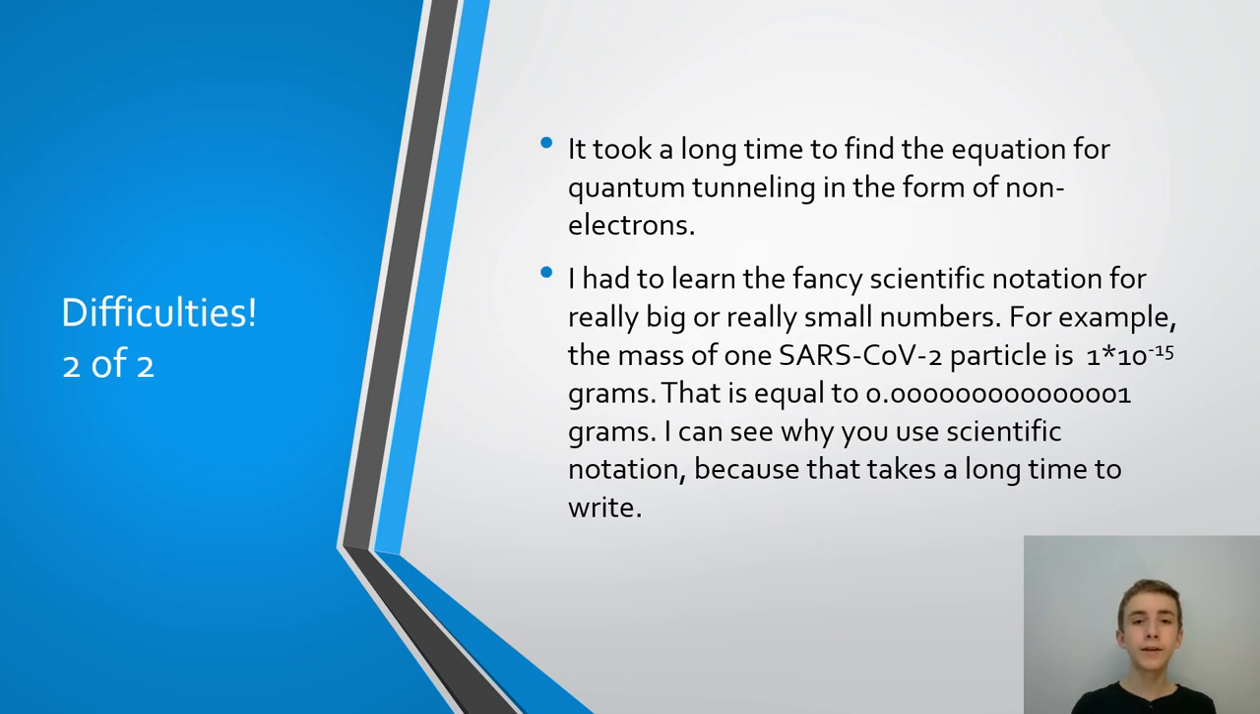Difficulties, slide 2. The third major difficulty I had is that it took me a long time to find an equation for quantum tunneling that was not for electrons. Another major difficulty that I had is that I had to learn the fancy scientific notation for really big or really small numbers. For example, the mass of one SARS-CoV-2 particle is 1 times 10 to the power of minus 15. That is equal to 0 point and then a lot of zeros, 1. I can see why you use the scientific notation because that takes a really long time to write.